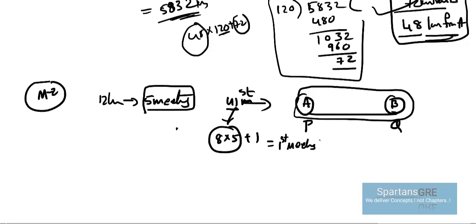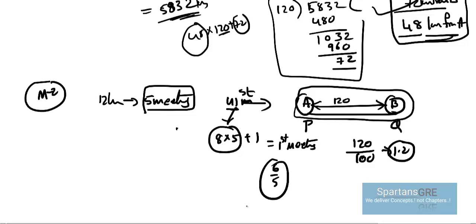You can take it that way. So what is your first meeting? When your first meeting happens, the time for the first meeting for these two is 120 by relative speed 100. It will be 1.2, which is 6 by 5. So 6 by 5 means this is the time, in hours.